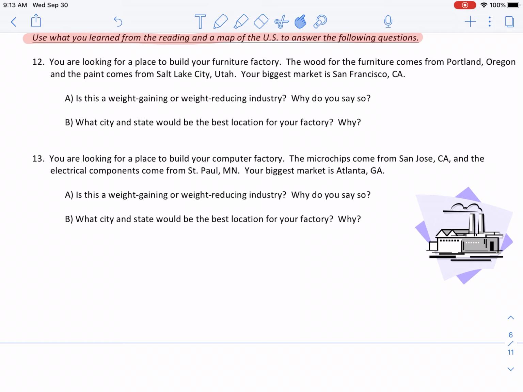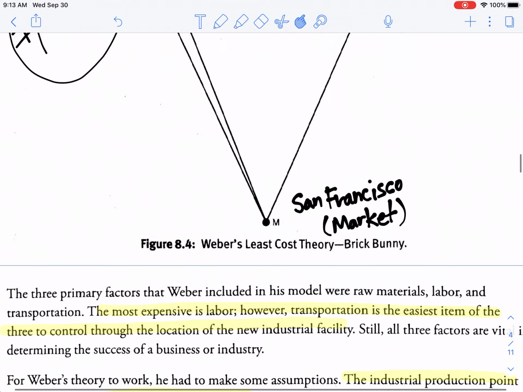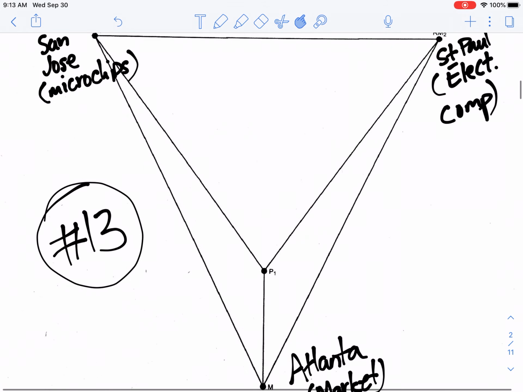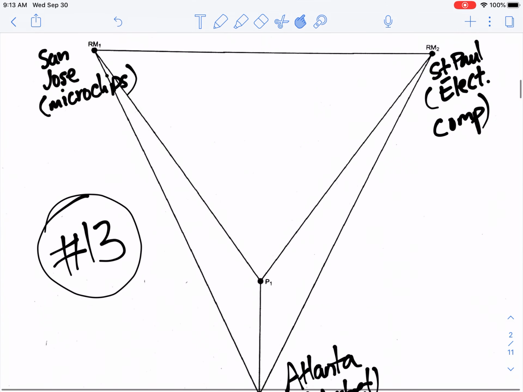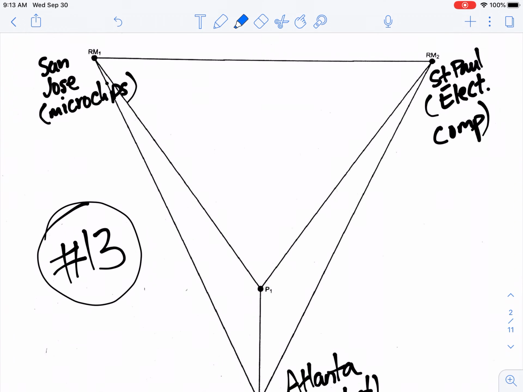Well, you should think that it's weight gaining, right? The computer console itself is bigger than the chips and the components itself. So since it's bulk gaining or weight gaining, we should look to the diagram that shows a weight gaining industry. So we have San Jose is the raw material one. It's got microchips. St. Paul, the electrical components, raw material two. Atlanta, the market.